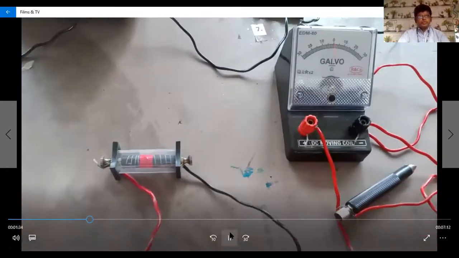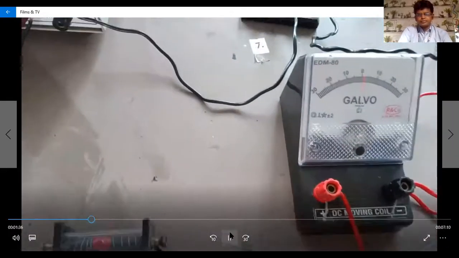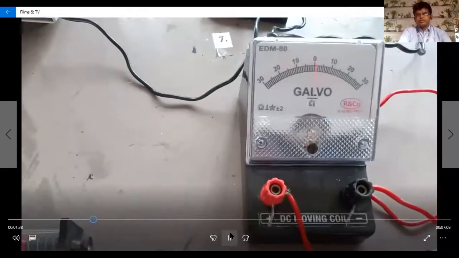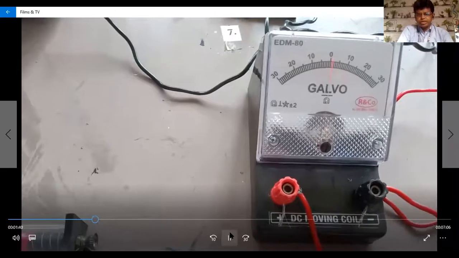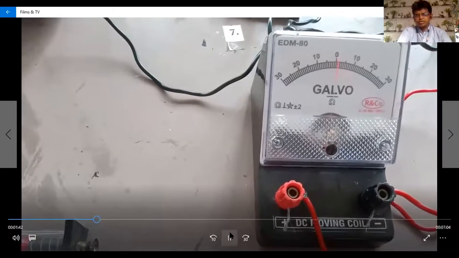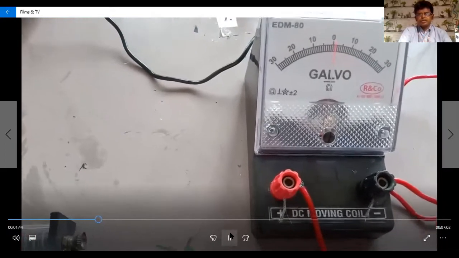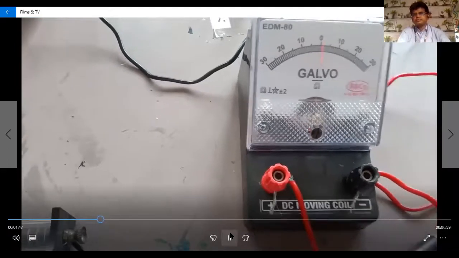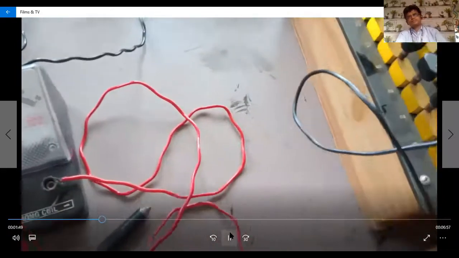Now we are showing here the galvanometer. This galvanometer is showing 0 on the scale, at the center point, because it is not working. Now 30 is on the left side and 30 is on the right side.